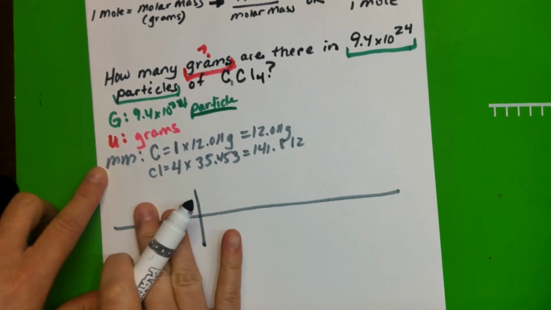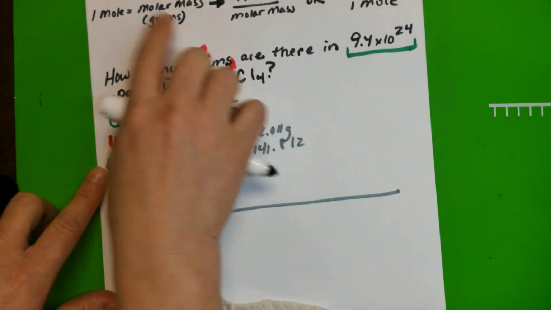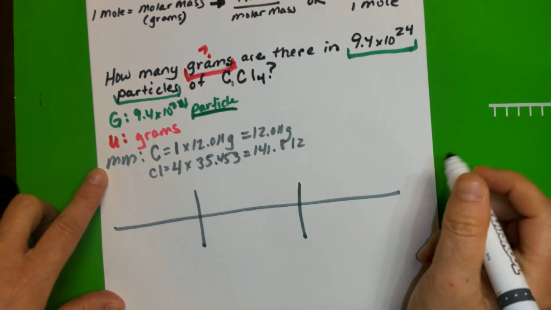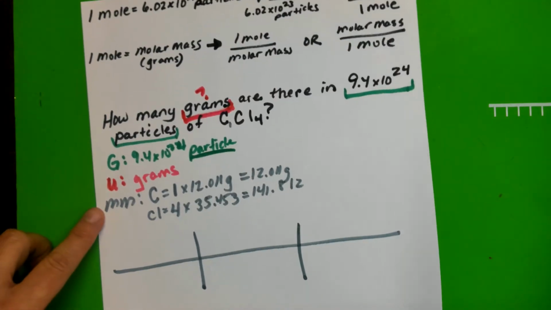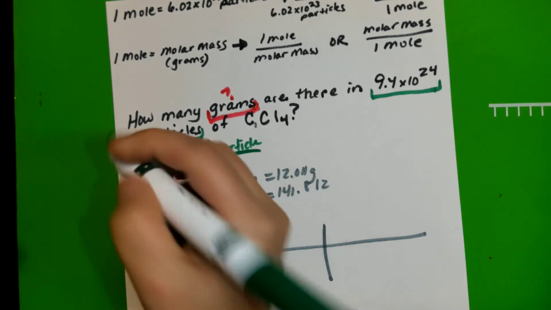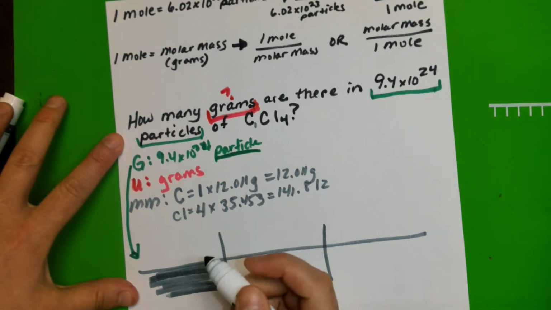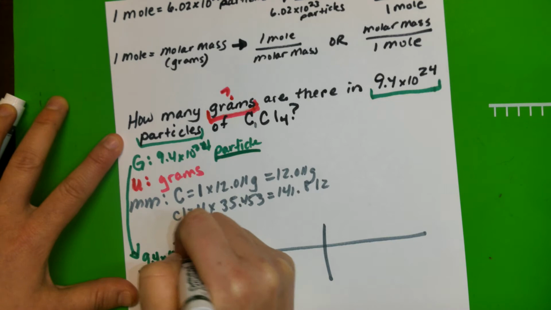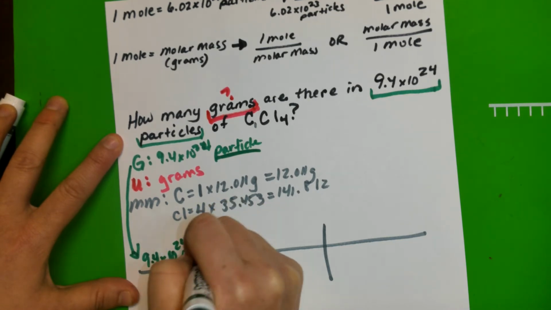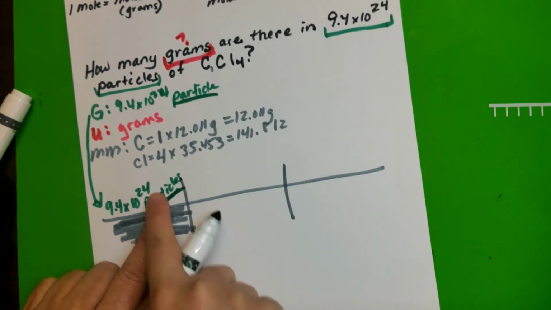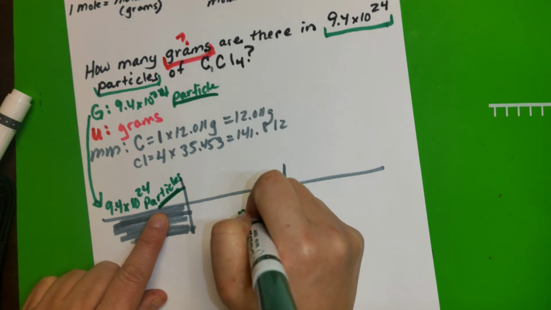That's always your given, and for each conversion you're going to need a column. Okay, let's go ahead and get started. Remember that in this part there's nothing, or you could just put a one. You always start with your given, so the given is always first. It will be 9.4 times 10 to the 24th, and this is particles. If this is particles, remember that diagonally across on the bottom, it will be the same, particles.